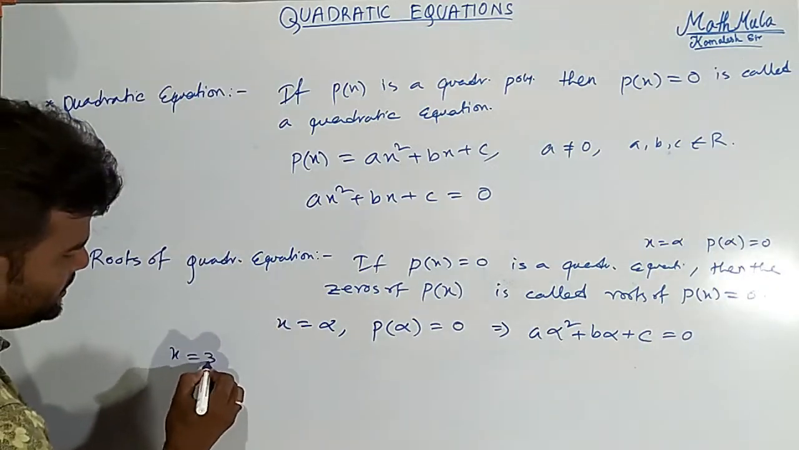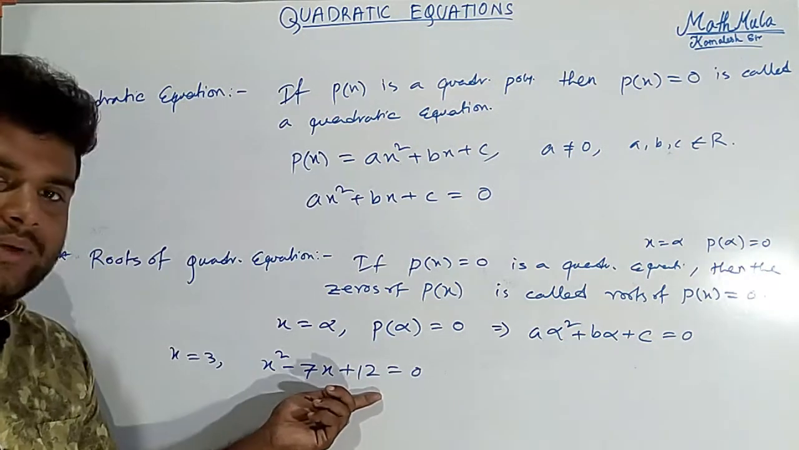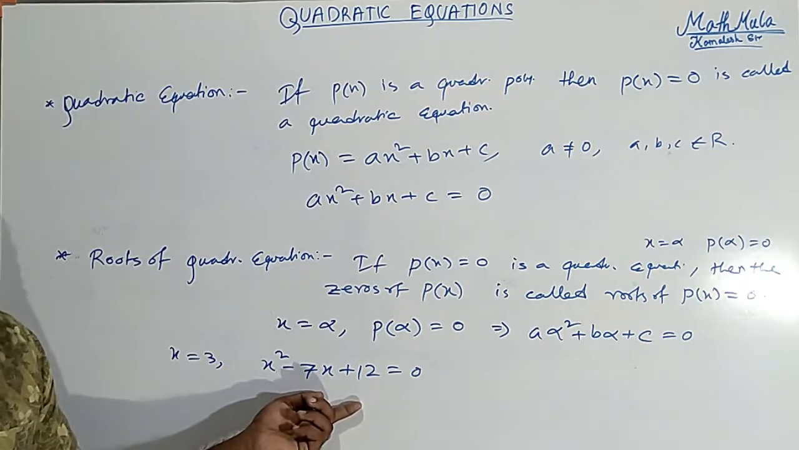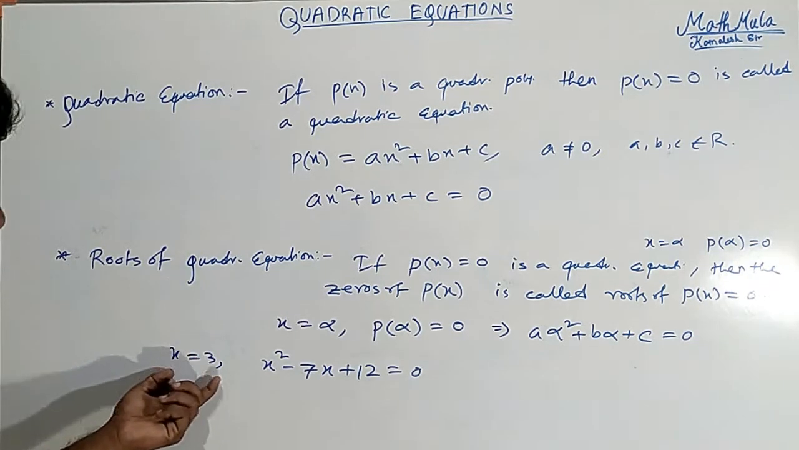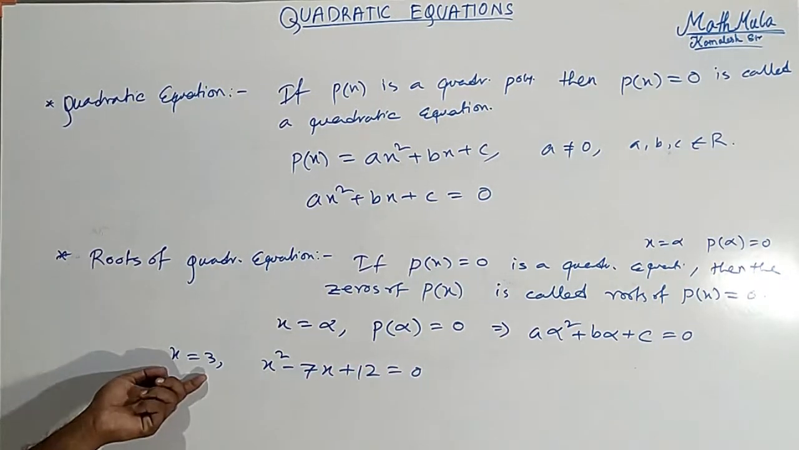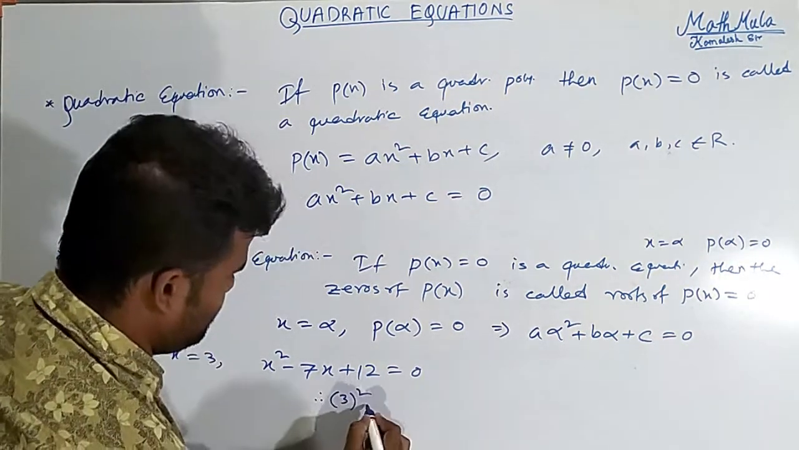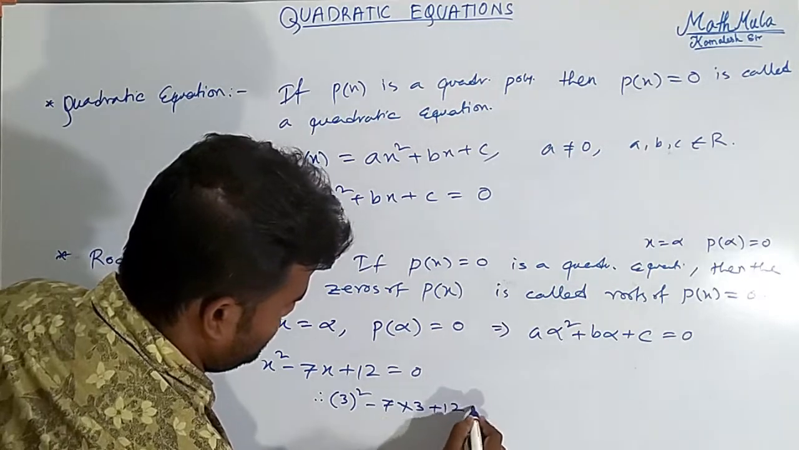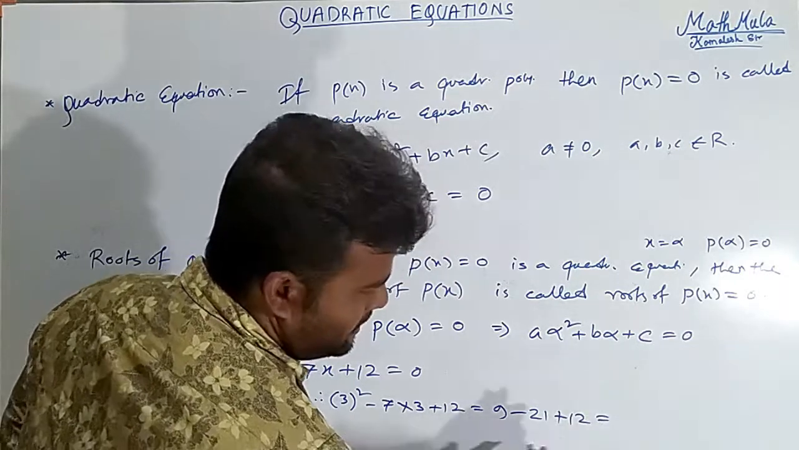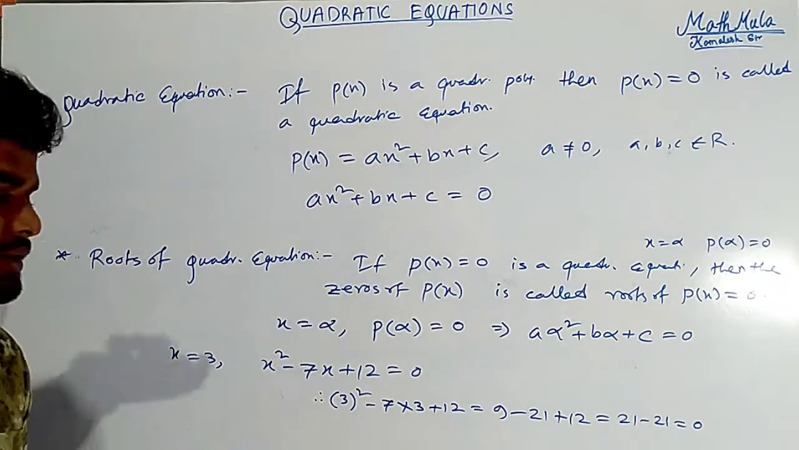For example, x square minus 7x plus 12 equal to 0. This is a quadratic equation, and is x equals 3 a root of this equation or not? We have to check. Now we put x equals 3 in LHS. If the value of LHS is equal to 0, then we can say x equals 3 is the root of this equation. Now check. 3 square minus 7 into 3 plus 12 is equal to 9 minus 21 plus 12. This is equal to 9 plus 12, that is 21, minus 21 equals 0. So we can say x equals 3 is the root of this equation.